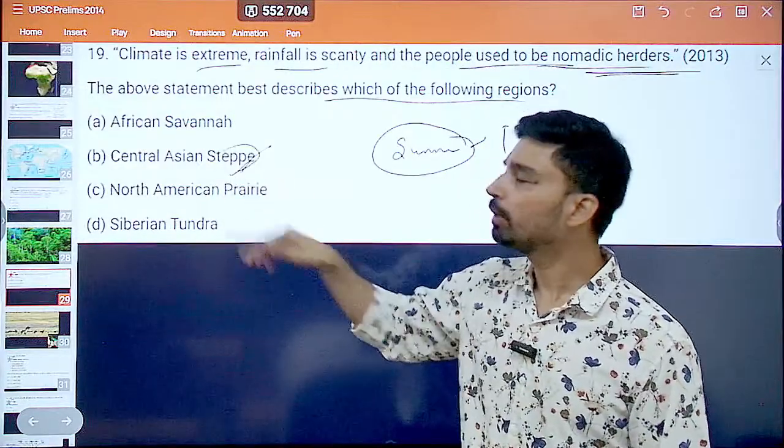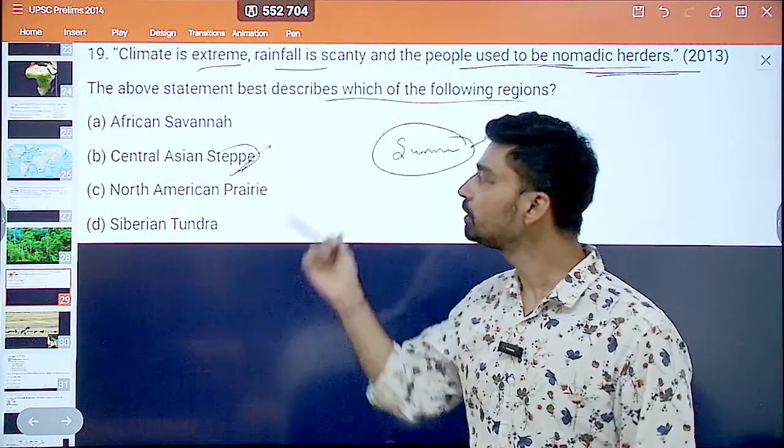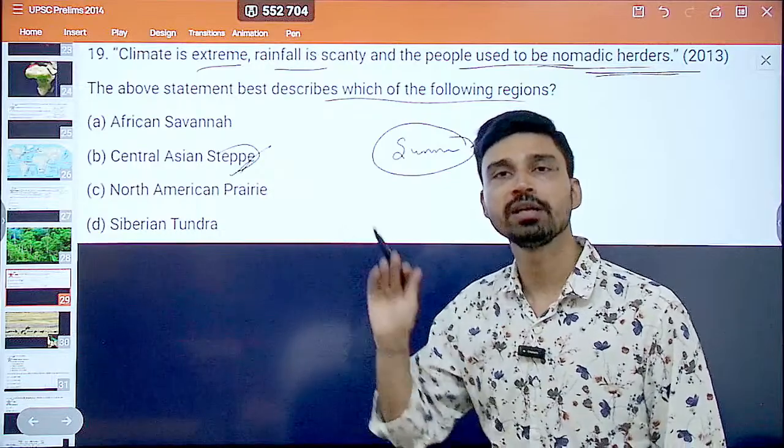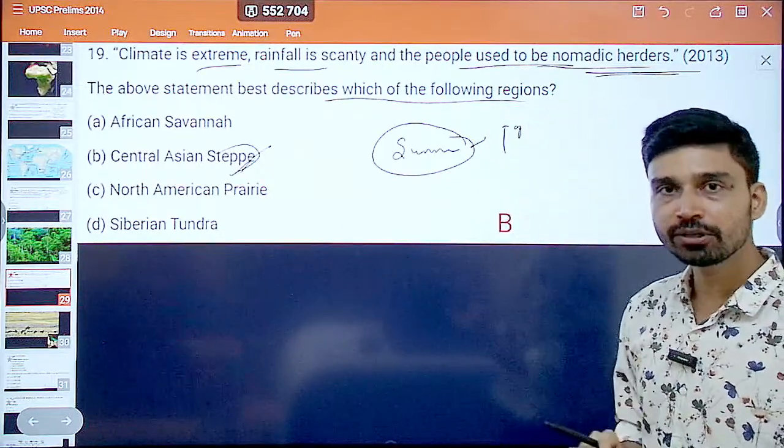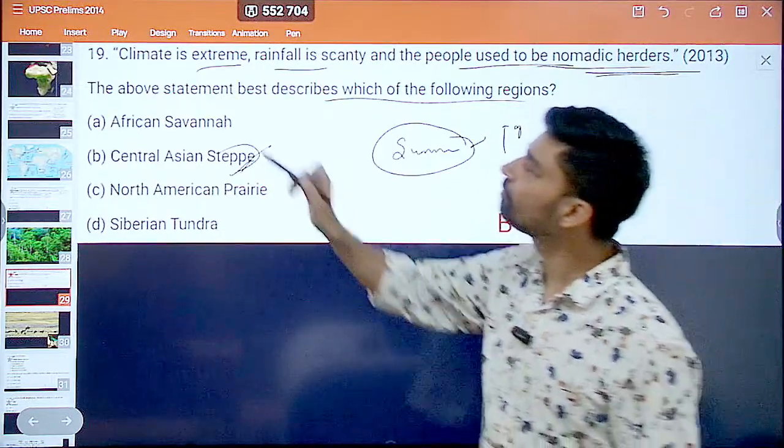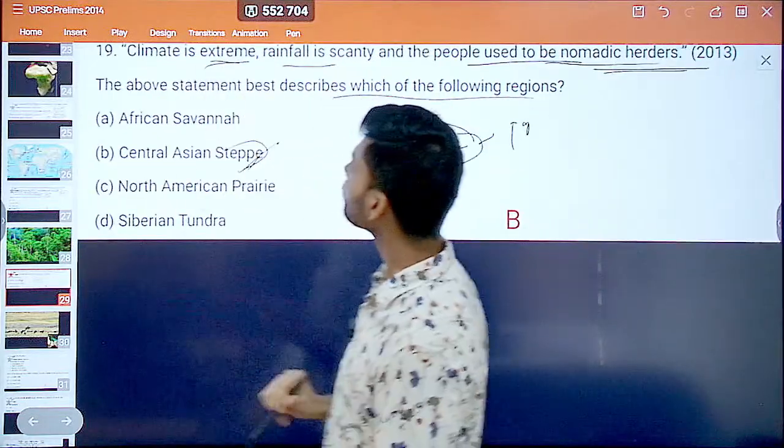In winter, what will happen? Cooling will happen to an extreme extent. So temperature can drop as low as -20, -30 degrees Celsius. So the annual temperature range is very, very high here. That is what we mean by the term climate is extreme.